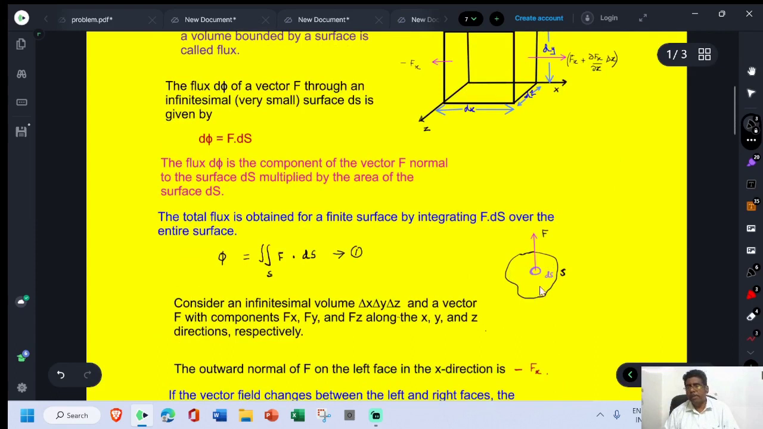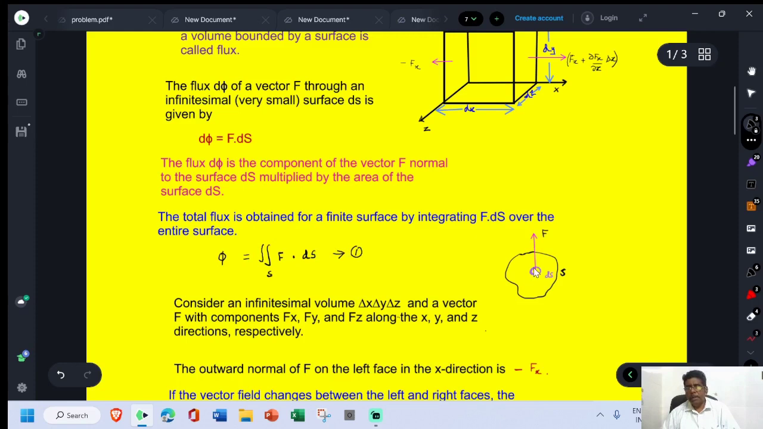Here, S is a closed surface, and we have chosen a smaller surface, that is an infinitesimal surface inside S, called ds. Suppose the surface S is having a fluid. Fluid means it may be a liquid or a gas. The amount of fluid coming out of the closed surface is estimated with the help of our surface integral.